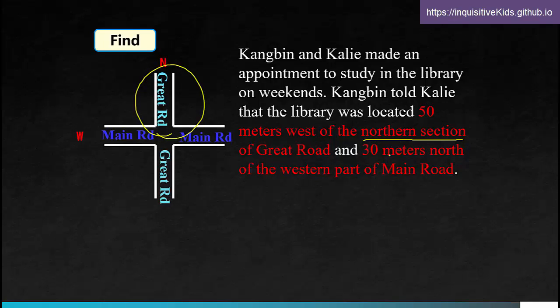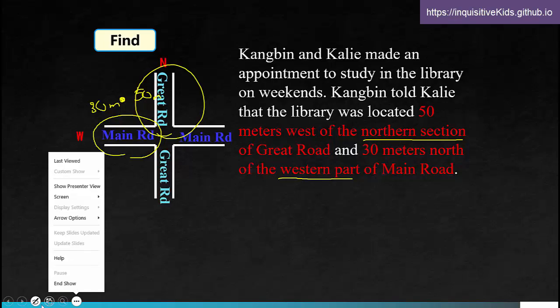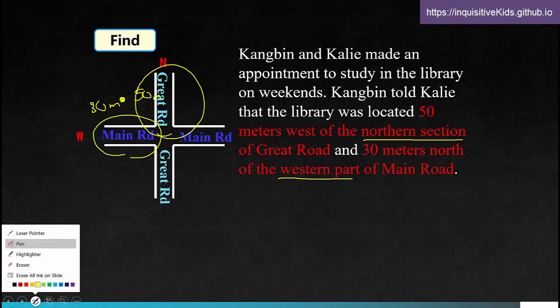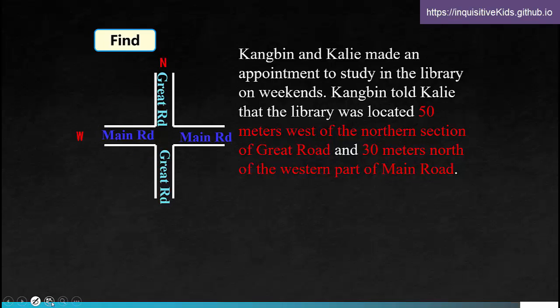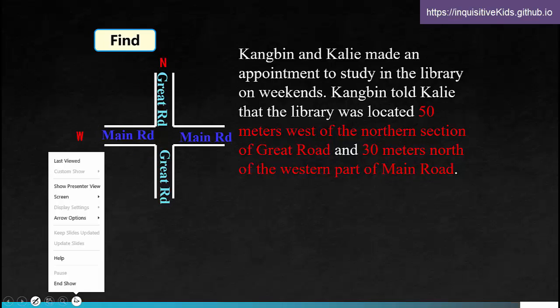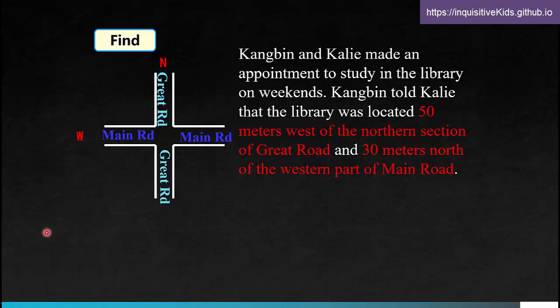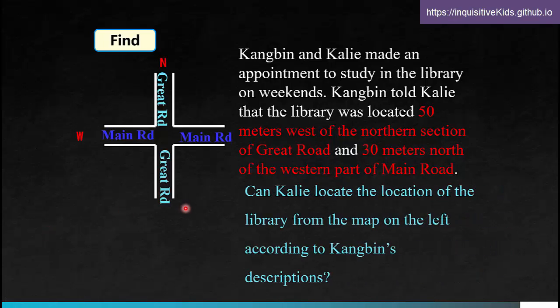And we have the western part, so that would be this part here. Say this is 30 meters north, but at the same time it has to be 50 meters west. So this is 50 meters west. That way, as you can see, we can totally see what she is talking about by the location of the library, because we have two parameters here.